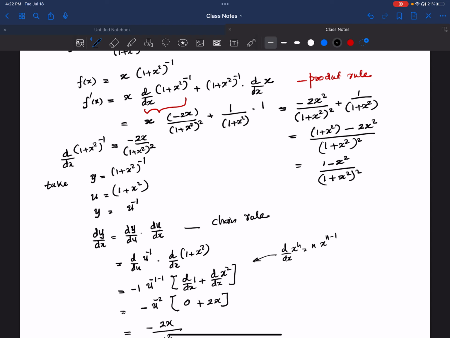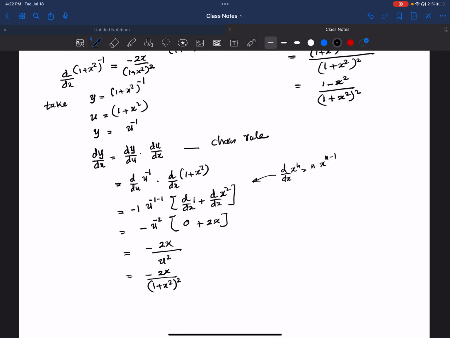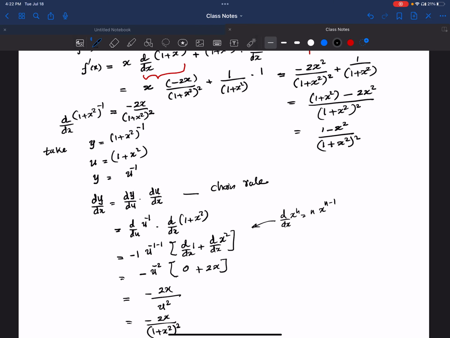Right? That's one way of solving that, using the product rule and chain rule.